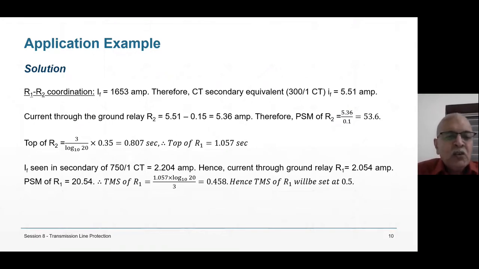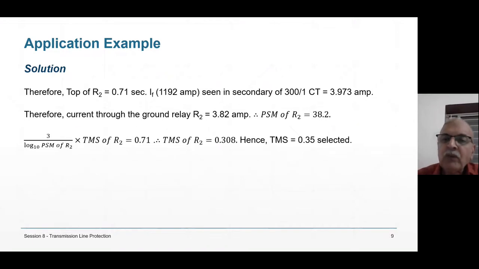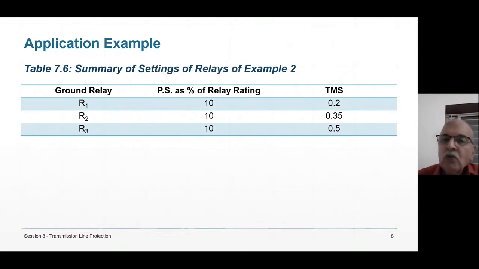So top is 0.807 for R2. 0.35 is known. Based on the same thing, top of R1 is 1.057. So you have to go for 0.15. Let us see, we have gone in for 0.15 or 0.2. We have gone in for 0.2, right?